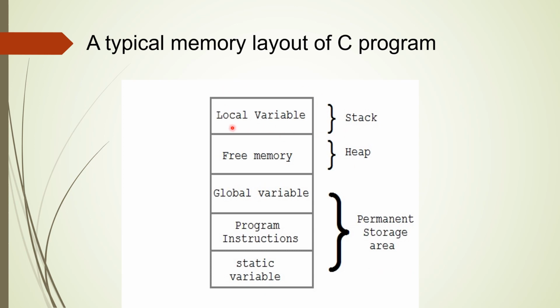In the stack area of the memory, all the local variables which are created are going to be stored, and all the dynamic variables are going to be stored in the heap area of the memory. The heap area of the memory is for dynamic memory allocation, and the rest of the instructions like global variables, other programming instructions and static variables are going to be stored in the permanent storage area. This is the typical memory layout of the C programming language.